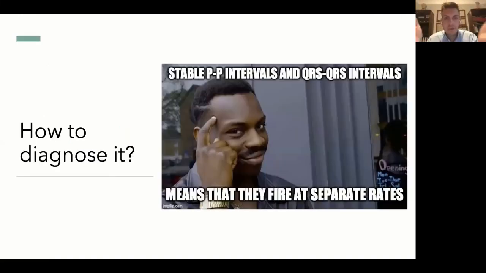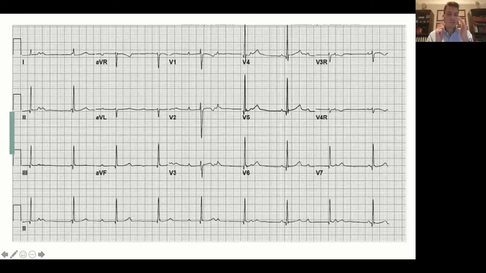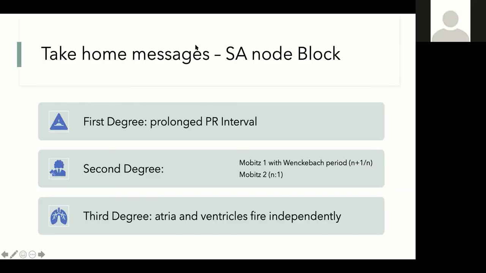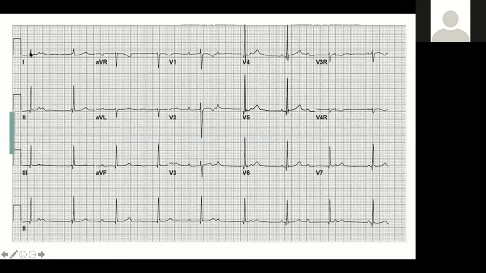But it's simple. If you think about it, since they fire independently at stable intervals, the distance from one P to another will be the same, even though it's not connected to the QRS after it, and the QRS to QRS distance will be completely the same, but not at the same rate. Do you understand what I'm saying? I know it sounds weird, but if you think about it, this is a QRS, okay? And this is a QRS.